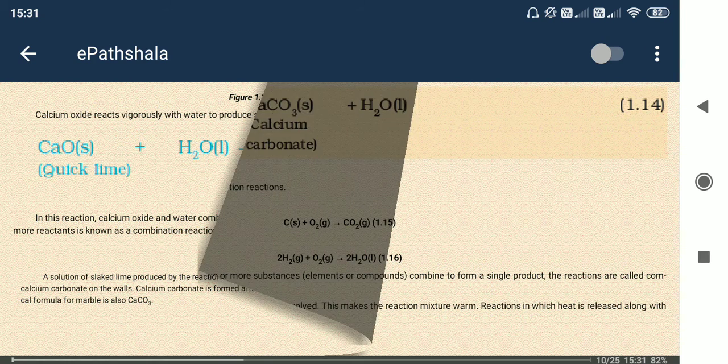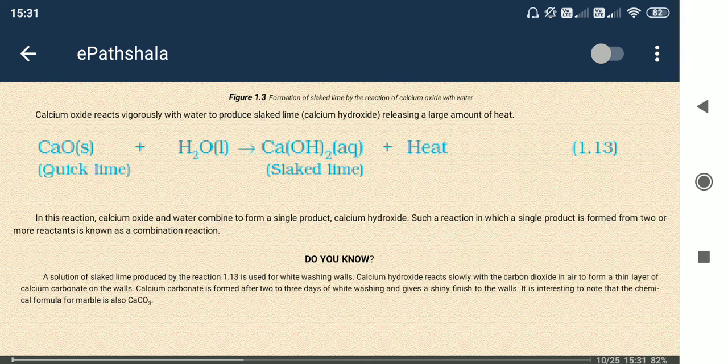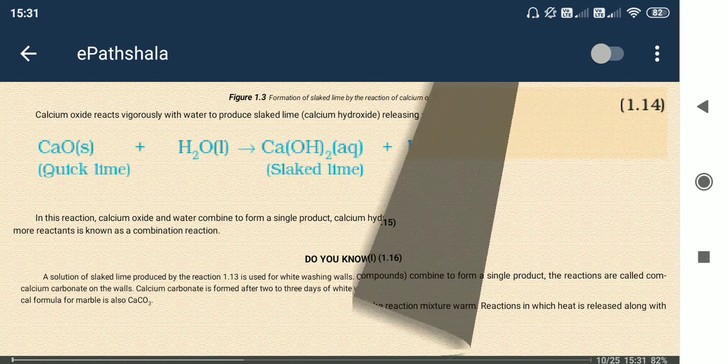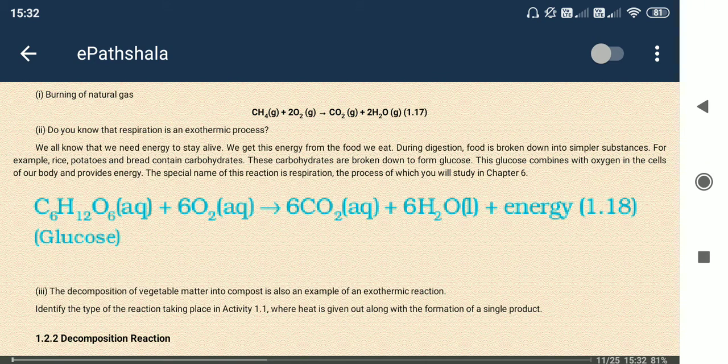Next one. Here you can see another thing. Heat is produced, so it is written on the right side. The product is calcium hydroxide plus heat, that's why heat is written on the right side. Here you can see calcium oxide and carbon dioxide reacted to form calcium carbonate. Two molecules react with each other to form one single molecule, that is a combination reaction. Hope you got the point.